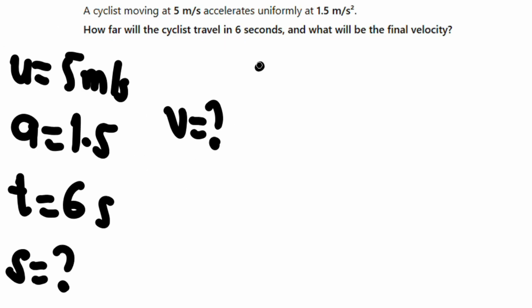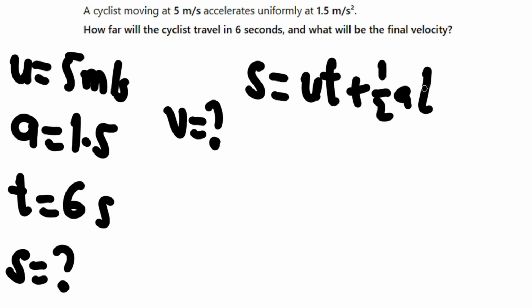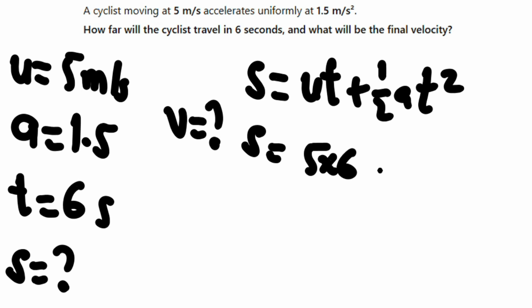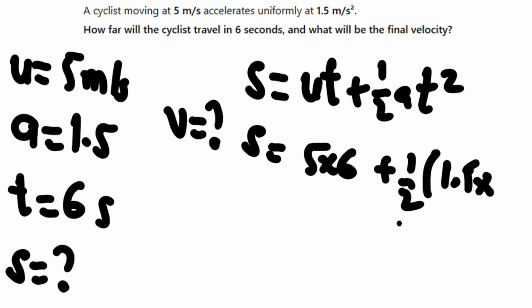For s, s will be equal to ut plus half at squared, right? So my s will be equal to, my u is 5 times 6 plus half, where is acceleration? Acceleration a is 1.5 times t squared. So we will use this in the calculator.